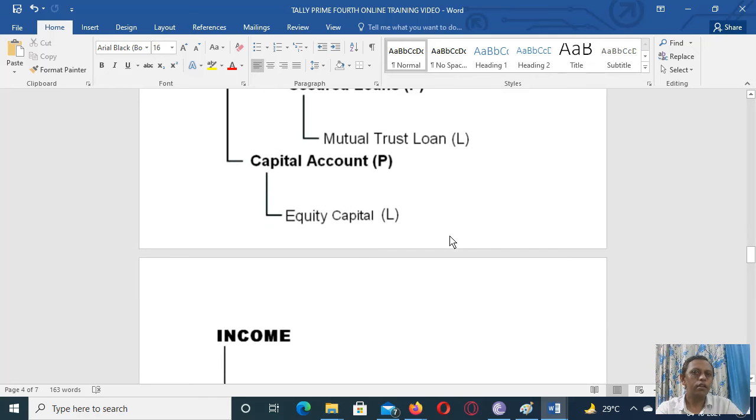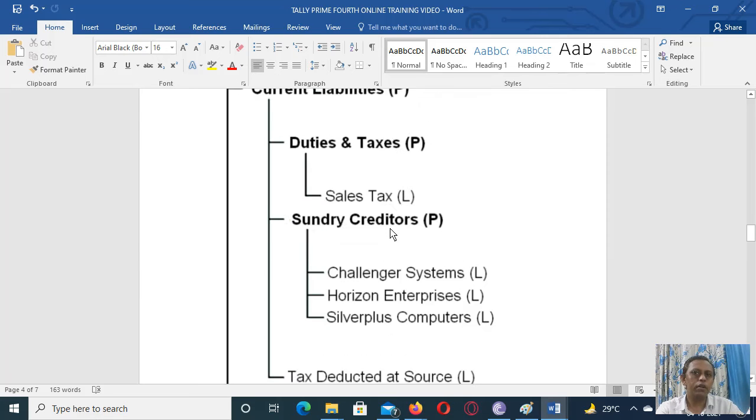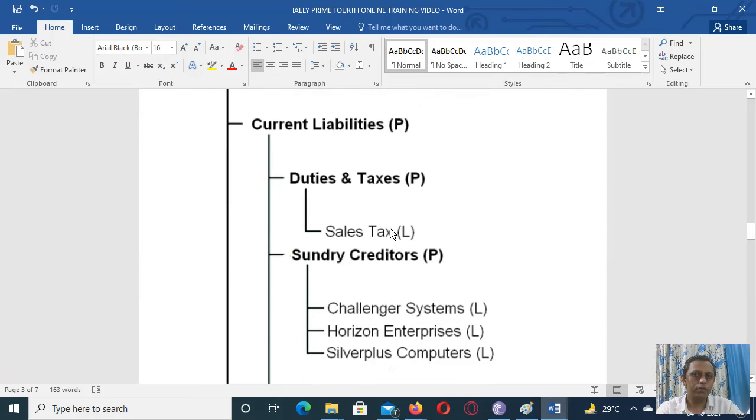And then finally we have to use the capital account, that is equity capital ledger, as a capital account. Sorry, beg your pardon, liabilities primary group.